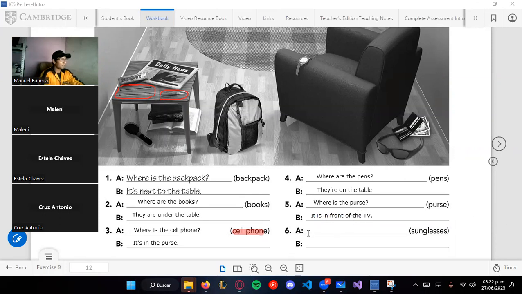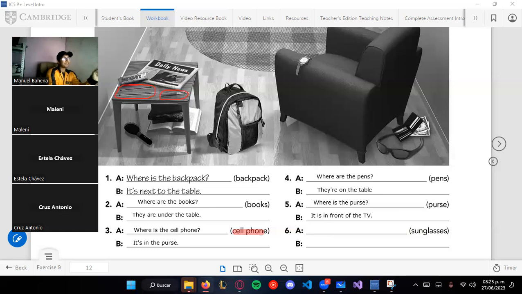Okay, Antonio, as well, también. Yes, teacher. Excellent. And finally, number six. Who wants to say it? Number six. También podría ser, it is in front of the sofa. Let me see the... Siempre en el sofá, ¿no?